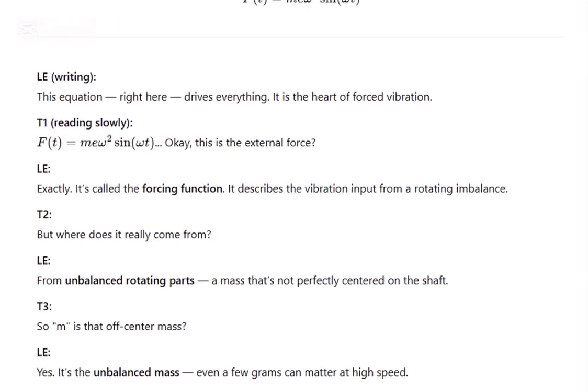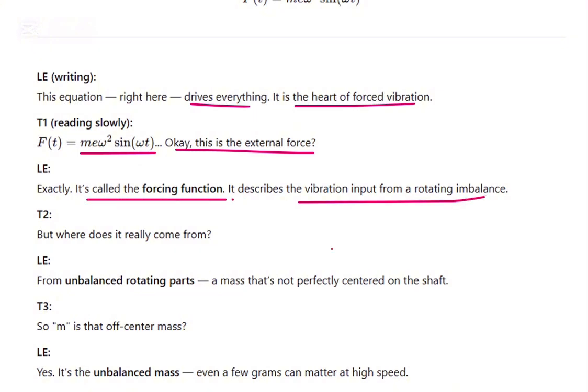This equation right here drives everything. It's the heart of forced vibration. F = m e ω² sin(ωt). This is an external force, called the forcing function. It is the vibration input from a rotating imbalance.